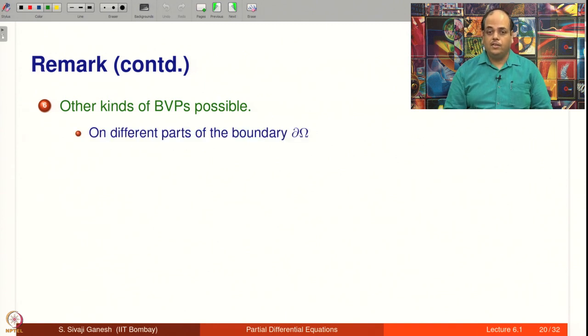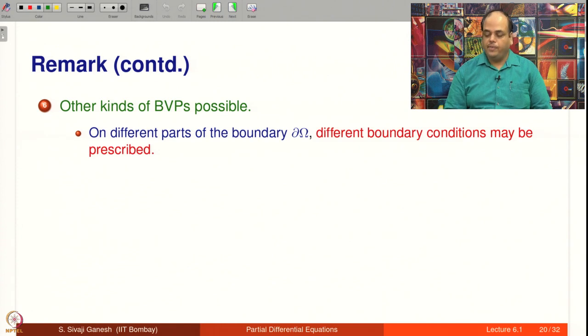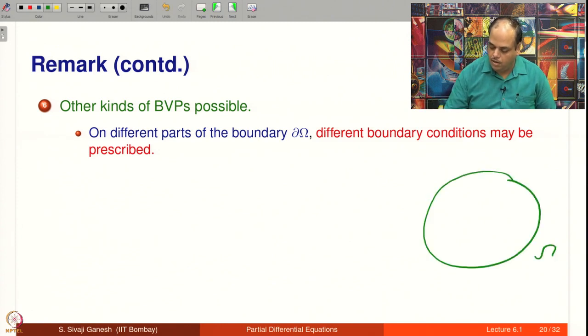On different parts of the boundary, you prescribe different boundary conditions. For example, this is my omega, then I consider this part, let us call this boundary of omega part 1, this is boundary of omega part 2. So, here I can ask u equal to g, here I can ask dou n u equal to some function h.